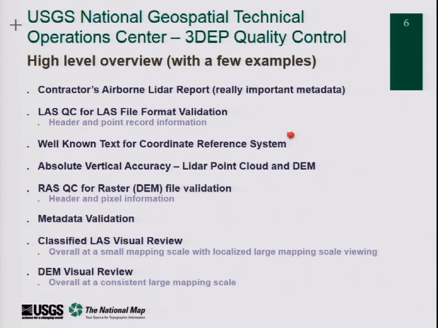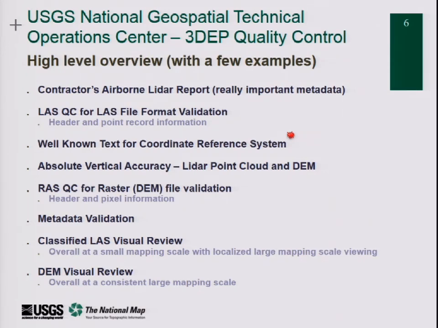They basically rip the header of every LAS file and they break it down into a database, inspect it for consistency, make sure all the attribution is proper, and that's the LAS QC bullet there. They look at the well-known text code, which contains a coordinate reference system for all the point cloud data, and I put an asterisk there because it's basically a blob of text and some codes, some EPSG codes, but that particular characteristic of the data accounts for a disproportionate amount of issues that our QC folks have to deal with.